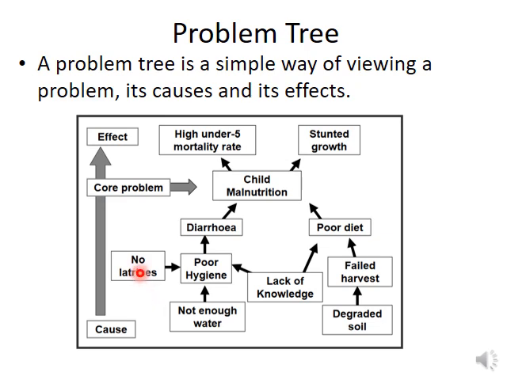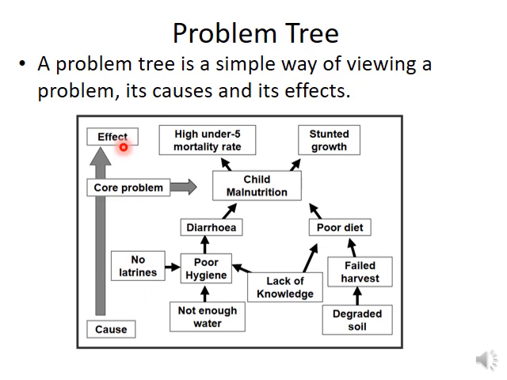Some of these may be new words, don't worry, I'll explain them. No latrines, that means there's no toilets, no sanitation. Not enough water, kurang air. Poor hygiene, lack of knowledge, education, leading to diseases like diarrhea. On the right here, we see that degraded soil leads to failed harvest, which leads to poor diet. Now, these are the roots, the causes of child malnutrition.